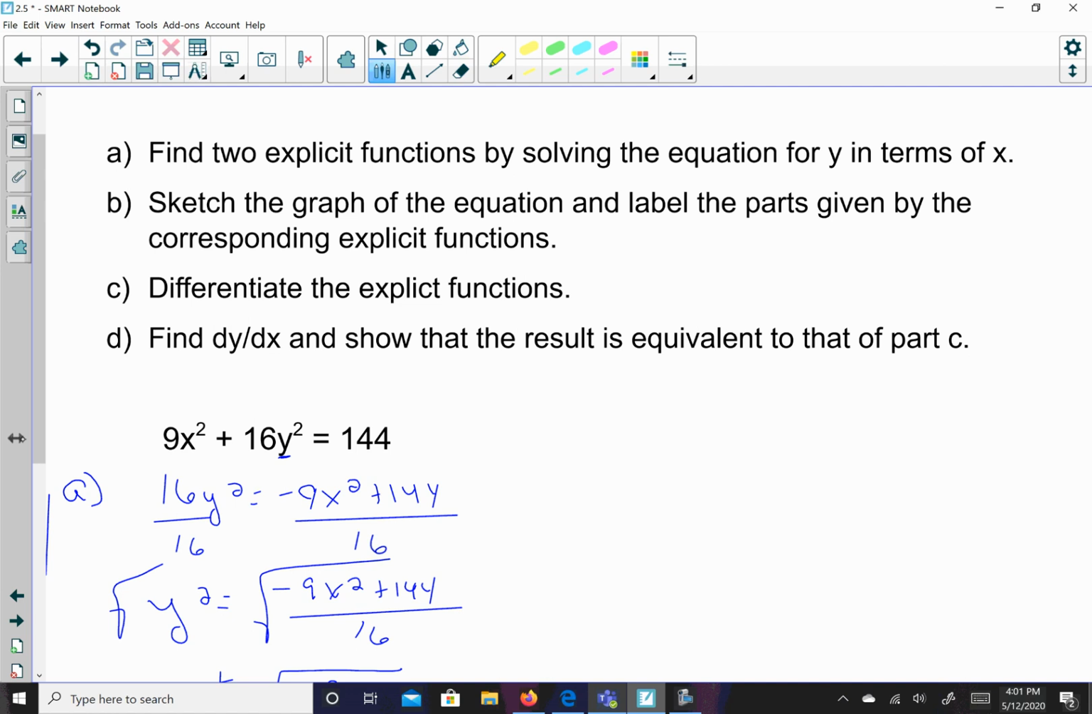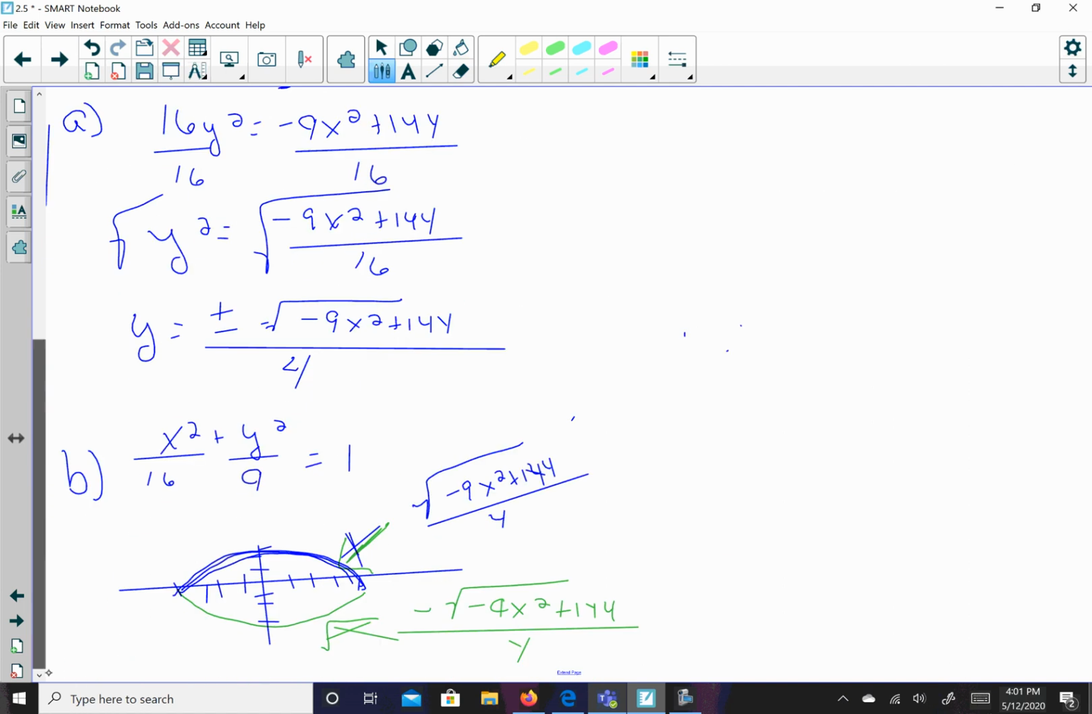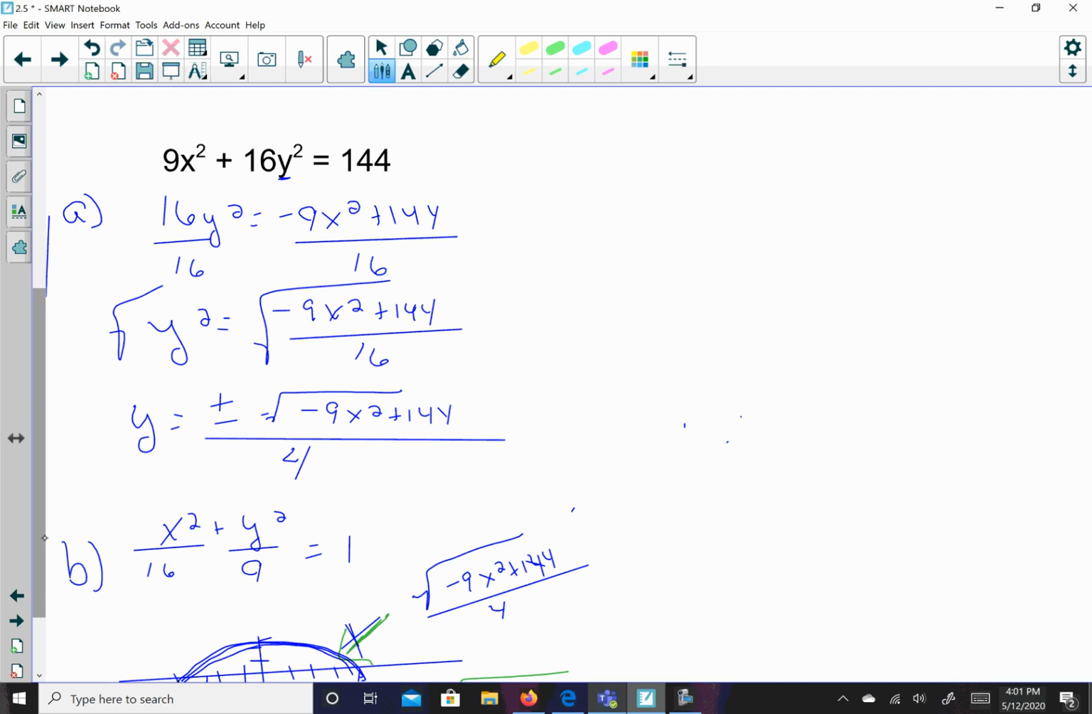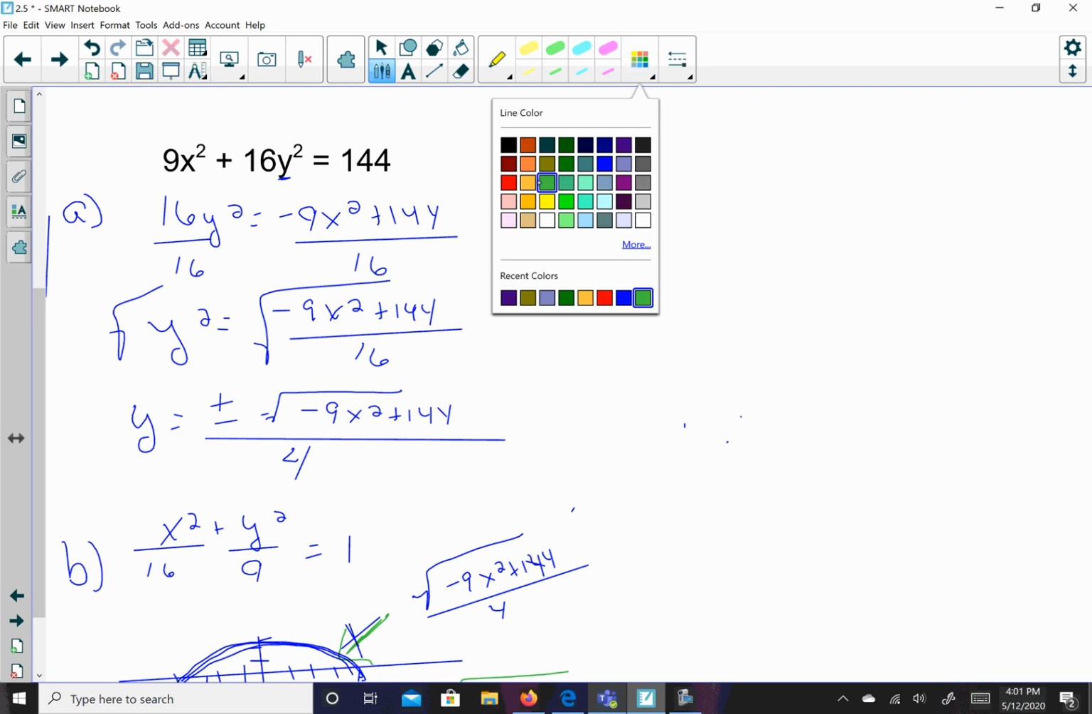Then it says differentiate the explicit function. So it wants me to go back here and differentiate these. Now, I know there's two functions. I'm going to lump them together, and I'm sorry if that bothers anyone, but here we go.